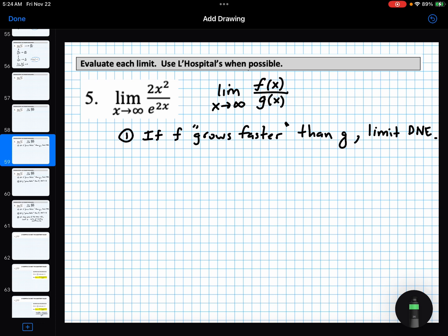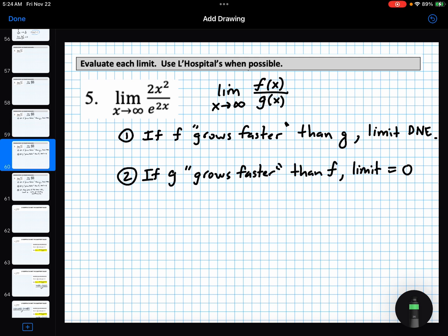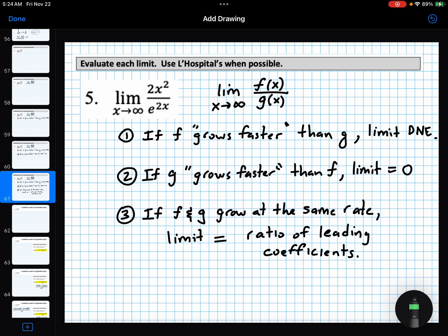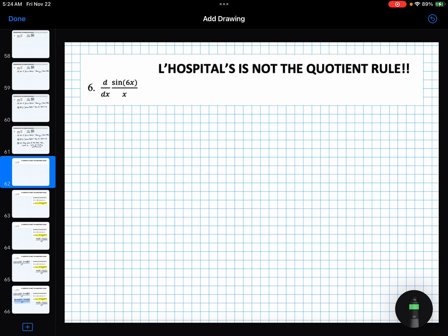If the numerator grows faster than g, bigger, larger at a quicker pace than g does, then the limit doesn't exist. If your denominator grows at a faster rate than the numerator does, then the limit will be 0. And if they grow at the same rate, then the limit is going to be the ratio of your leading coefficients. Now that's going to be the coefficient of the most powerful term in the numerator, the one that grows the fastest, and the leading coefficient in the denominator, same thing, it's the coefficient of the most powerful term in the denominator.